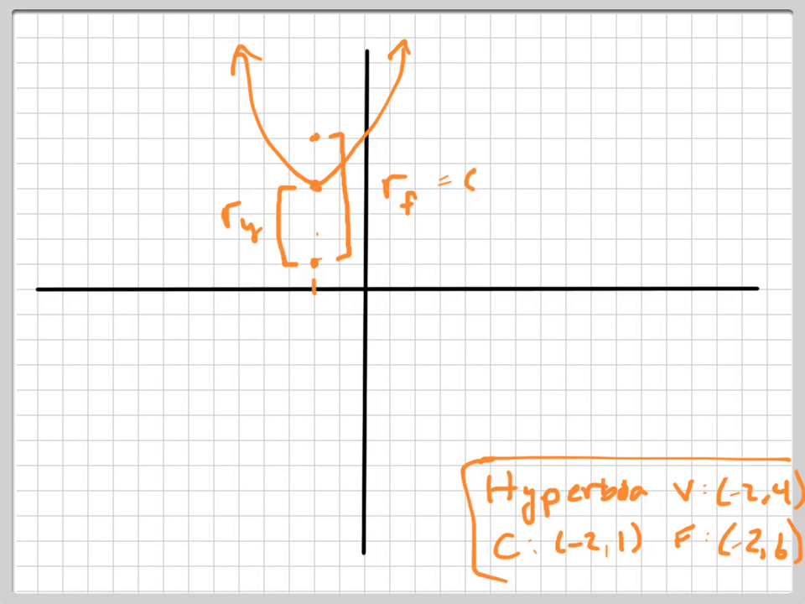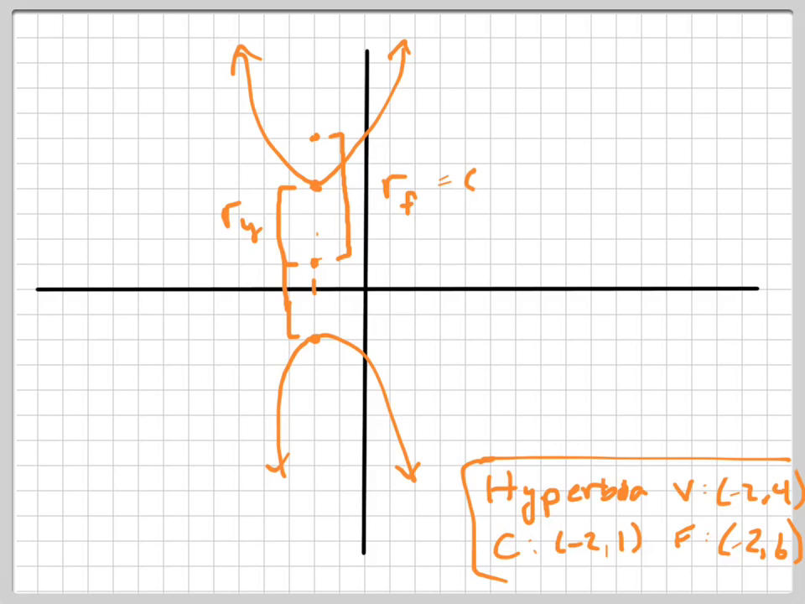If I go the same distance down from the center, which was 3, 1, 2, 3, there's my other vertex. So the trick here for a lot of people is to find the equation for the asymptotes. But before we do that, let's go ahead and just write out the equation of the graph.